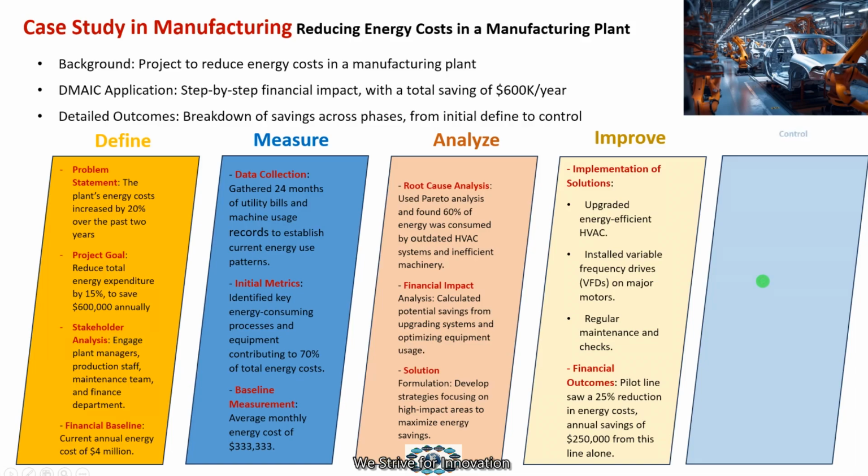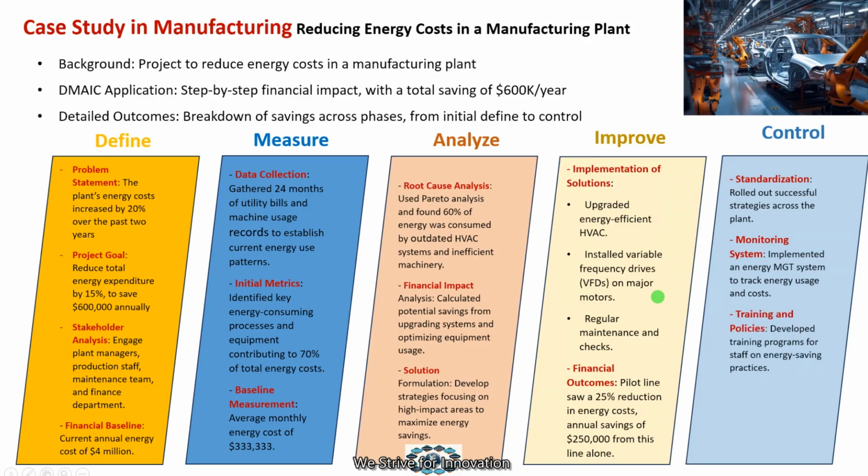Now you go to the control phase. In the control phase, you will do what? First, you will do standardization. You will roll out the successful strategy from the pilot across the entire plant now, not just one area, but the entire plant. And then you will monitor the system, where you will implement an energy management system to continuously track energy usage and cost. And then you will do training and policy, where you will develop training programs for staff on new equipment and energy saving practices.